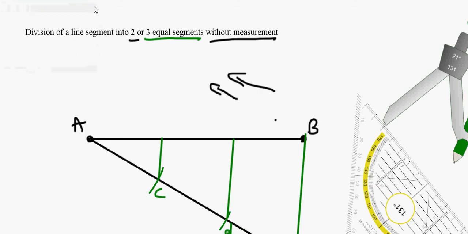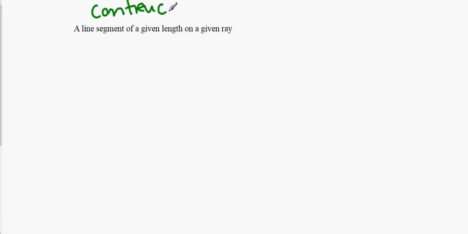A line segment of a given length on a given ray. So this one here we just did was construction 6, and the next one now is construction 8. Okay, so this is construction 8. Now, a line segment of a given length on a given ray.